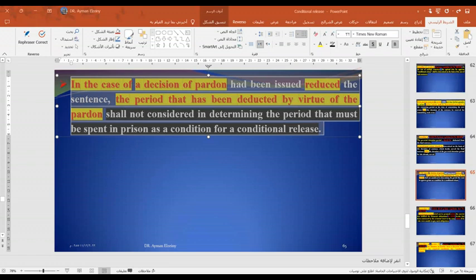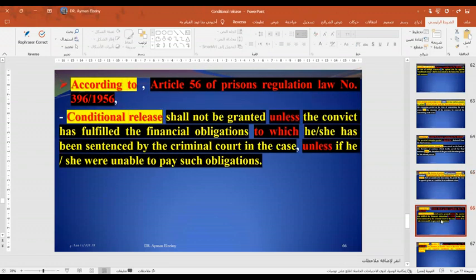Okay, according to Article 56 of the Prison Regulation Law, conditional release shall not be granted unless the convict has fulfilled the financial obligations to which he or she had been sentenced by the criminal court in the case, unless he is unable to pay such obligations.